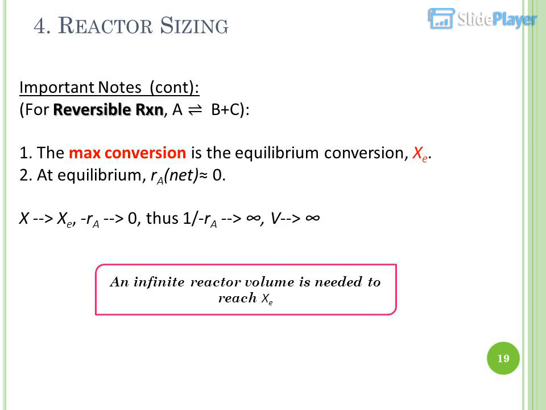4. Reactor sizing. Important notes for a reversible reaction, A reversible to B plus C. 1. The maximum conversion is the equilibrium conversion, X_e. 2. At equilibrium, the net r_A equals 0. As X goes to X_e, r_A goes to 0, thus 1 over minus r_A goes to infinity and V goes to infinity. An infinite reactor volume is needed to reach X_e.